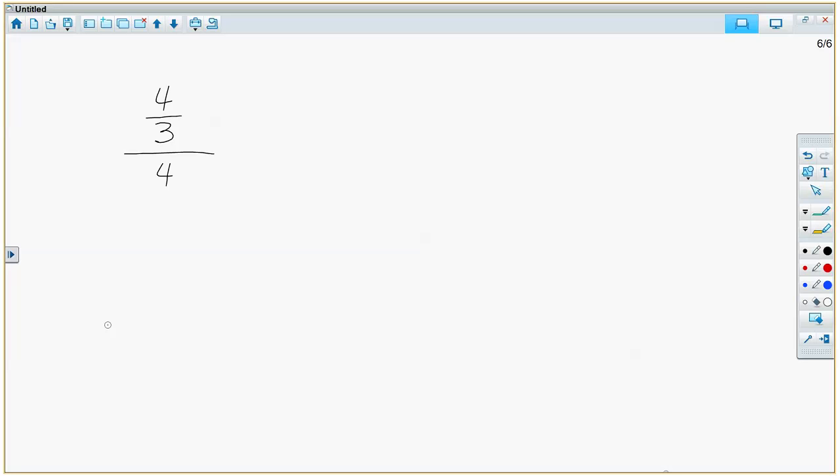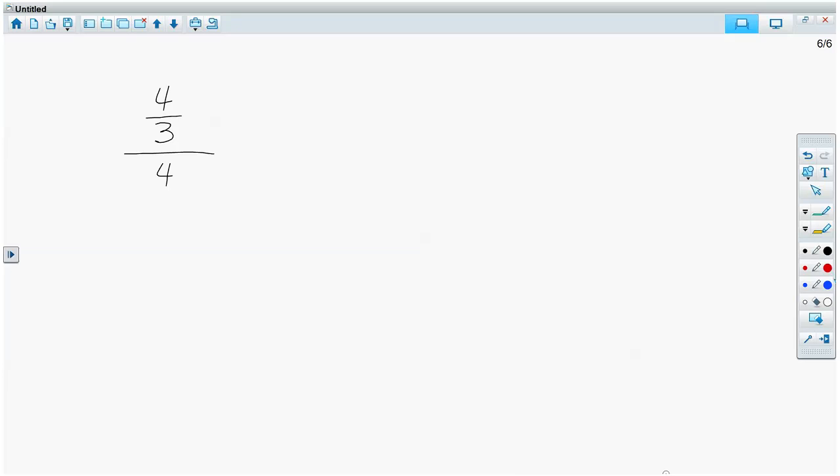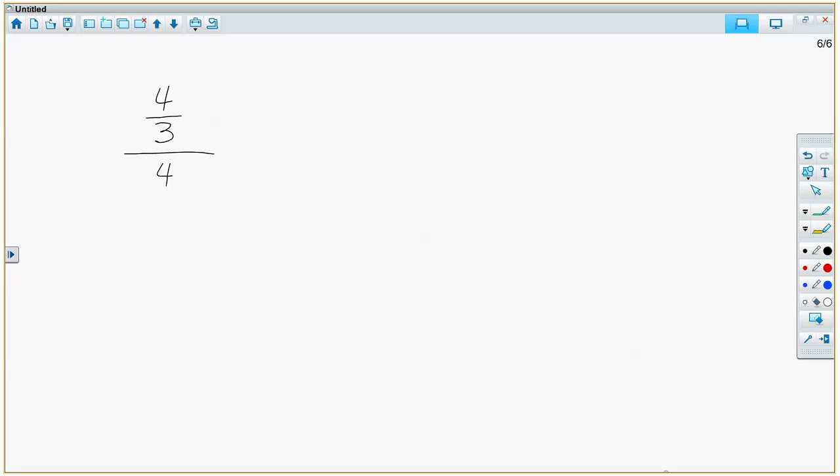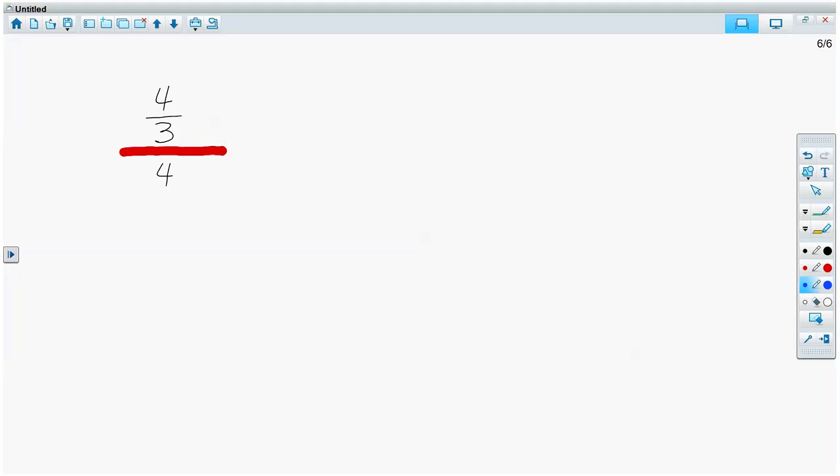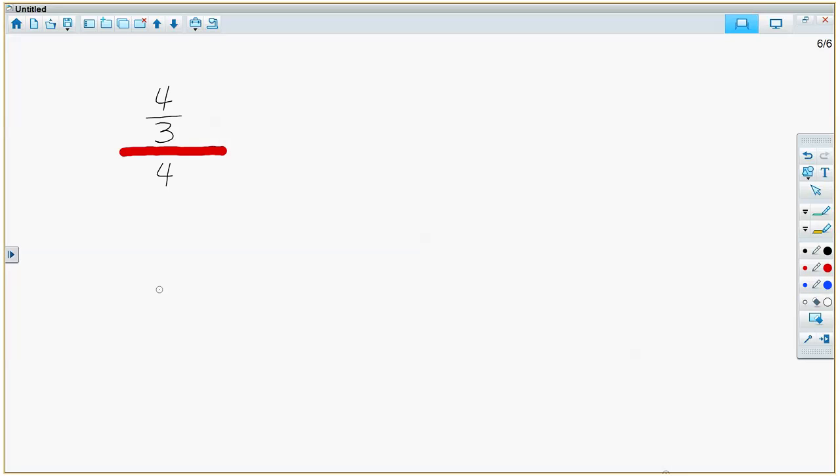What you should do on a problem like this is take your handy-dandy virtual red marker and make that the big fraction bar. Then you should take your blue marker and make this whole number a fraction by putting a 1 under it. Now you have a regular problem that says 4/3 divided by 4 over what?